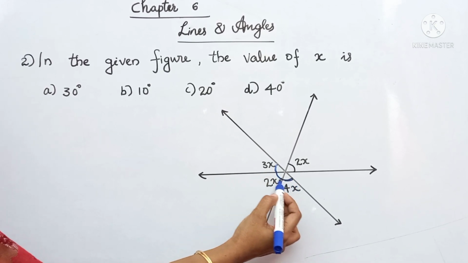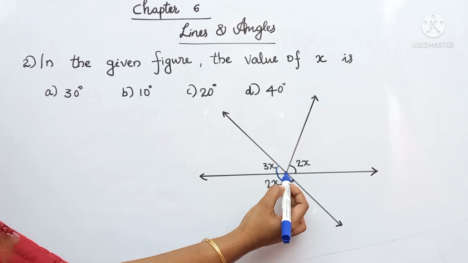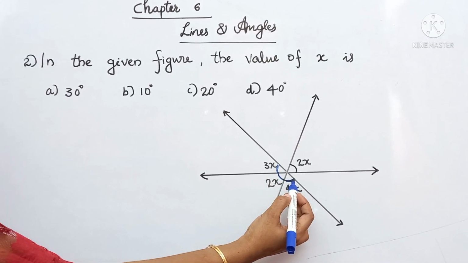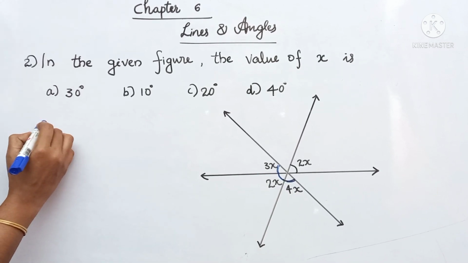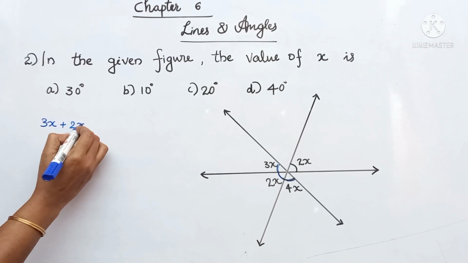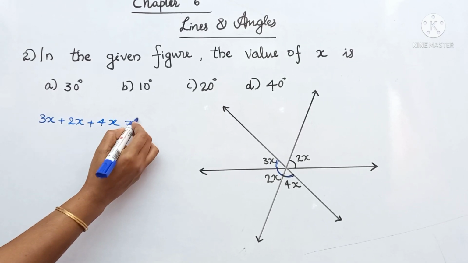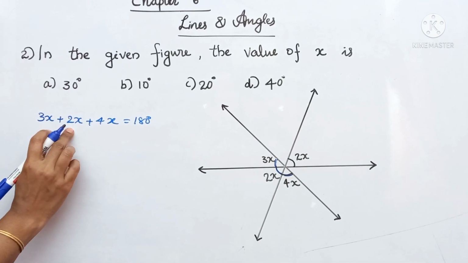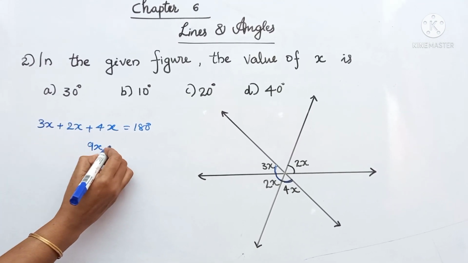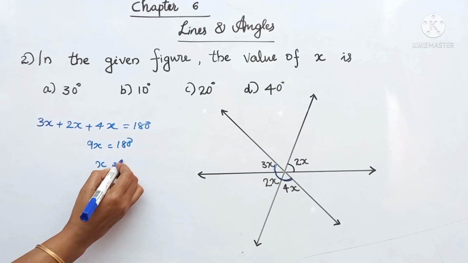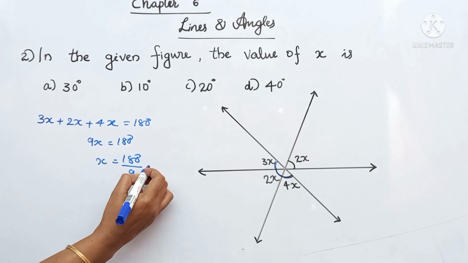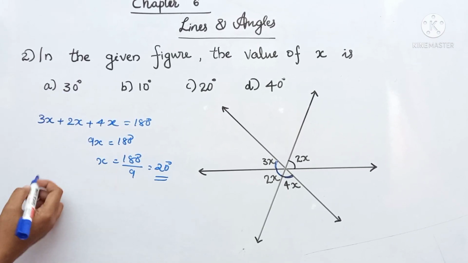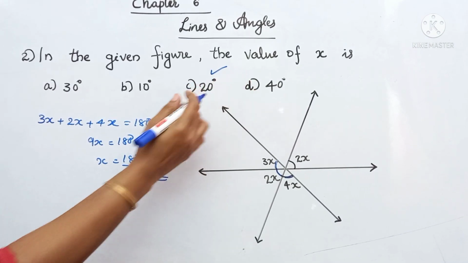We can see these are three angles on a straight line. So this is a straight angle, and the sum of these three angles should be equal to 180 degrees. So we can write 3x plus 2x plus 4x is equal to 180 degrees. Then adding, 3x plus 2x is 5x, plus 4x is 9x, equal to 180 degrees. Therefore, x is equal to 180 by 9, which is 20 degrees. We have got the value of x as 20 degrees. Our answer is C.